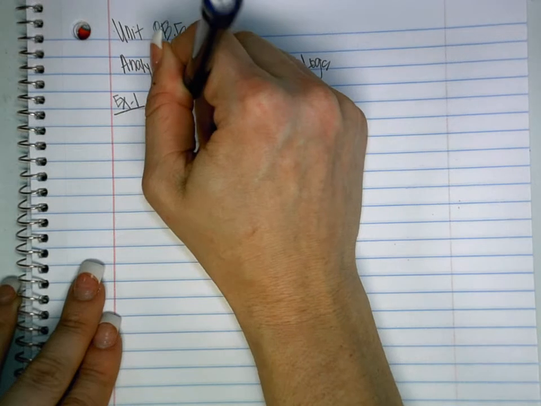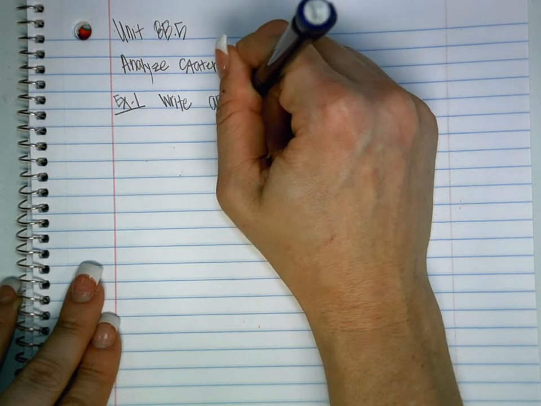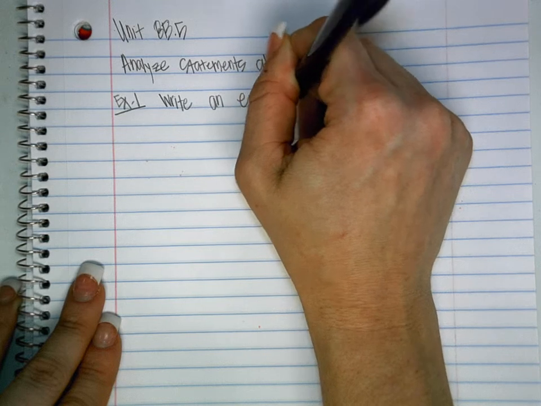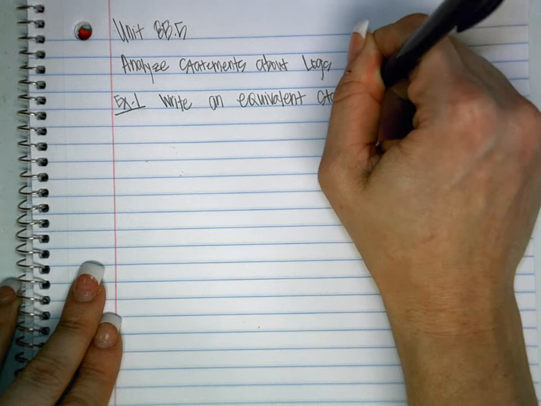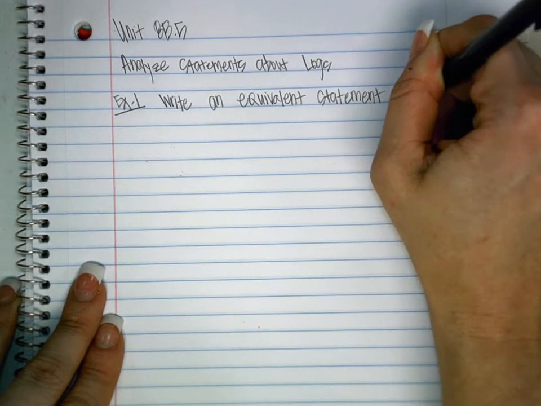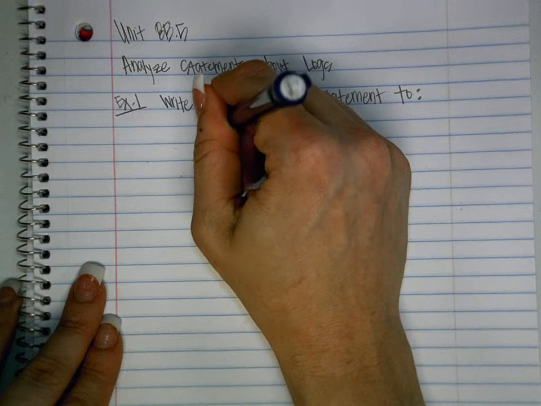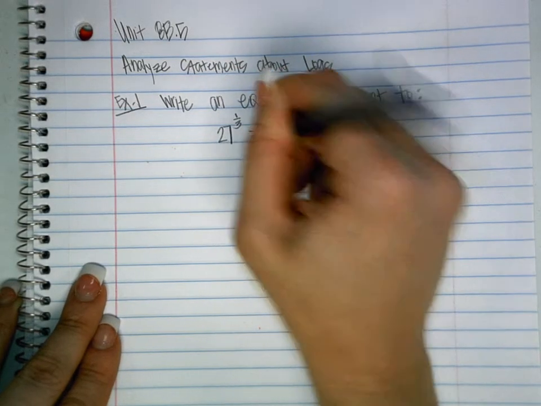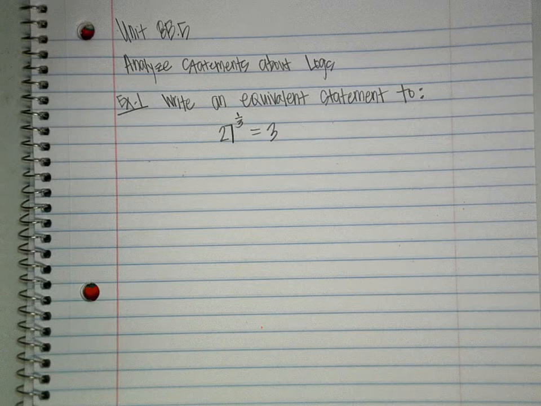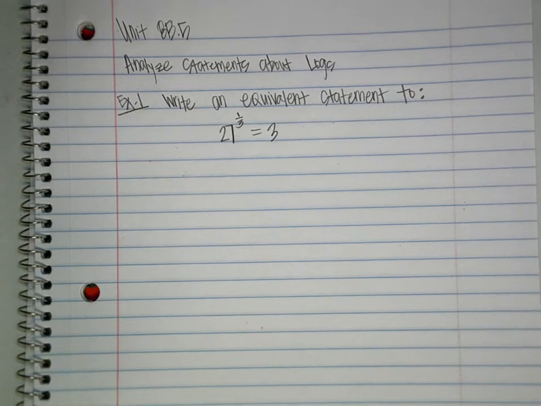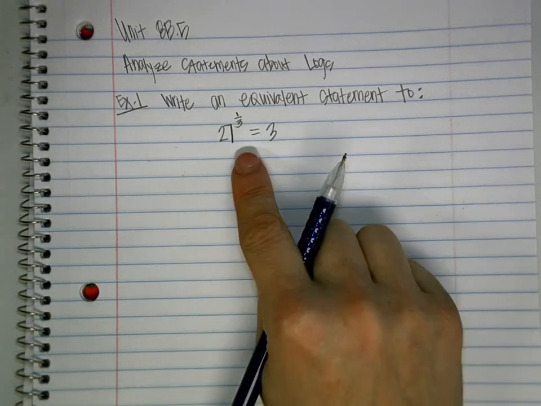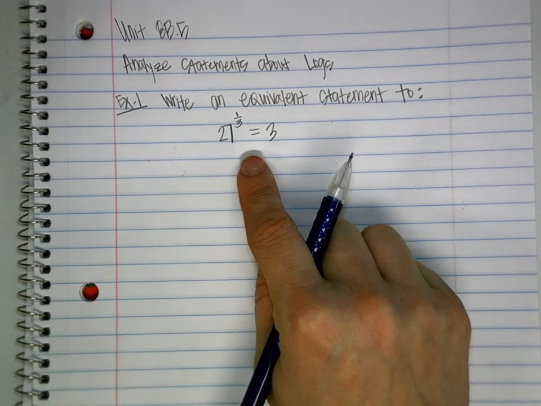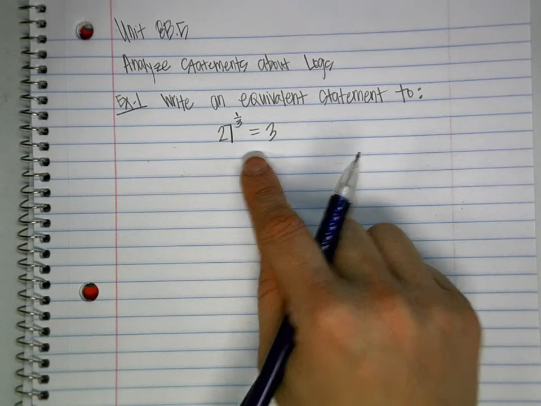For the first couple, I'm going to ask you to write an equivalent statement. Write an equivalent statement to 27 to the 1/3 power equals 3. So all I'm really asking you to do is go in between exponential and log form. So what form is this in? Is this in exponential or log form? This is exponential form. So I want you to change it to log form.